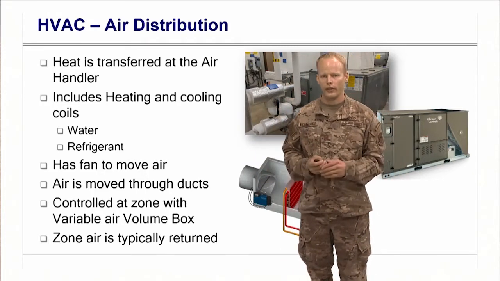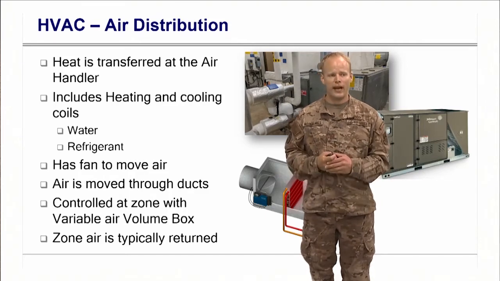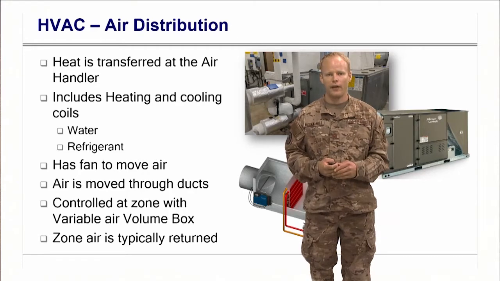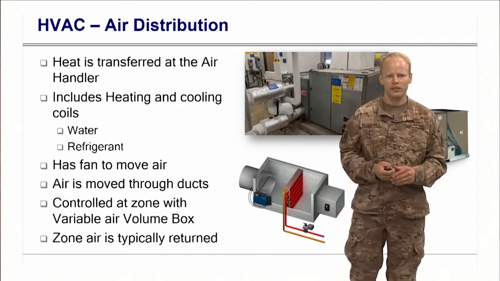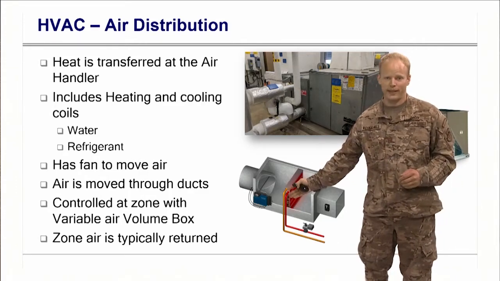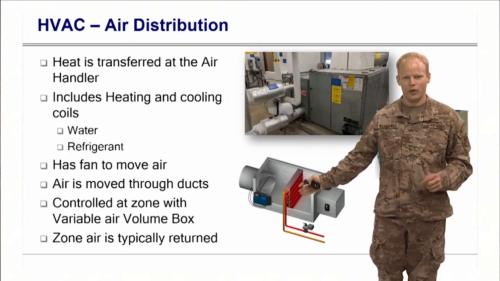For a cooling coil, it could be either water or refrigerant. Your home HVAC is most likely refrigerant, a direct expansion. For your bigger commercial buildings, you're probably going to use water. And we treat it similar to this drawing right here. This is a variable air volume box with a reheat coil.